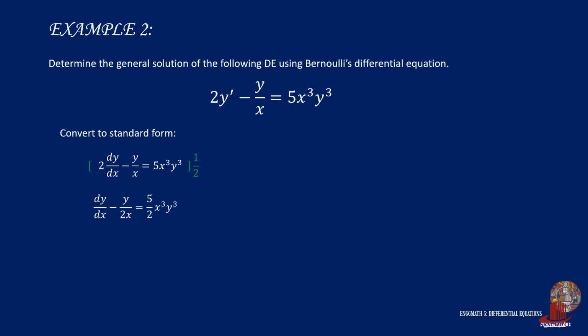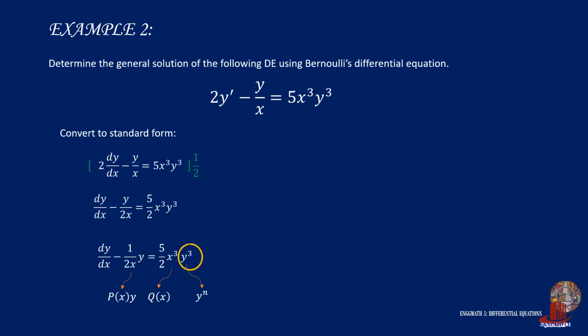cubed. If we separate variables, we come up with the following equation, where it is easily distinguished that 1/2x is p of x and 5/2 of x cubed is q of x. Then y cubed is y raised to n. Thus, we have n equal to 3.